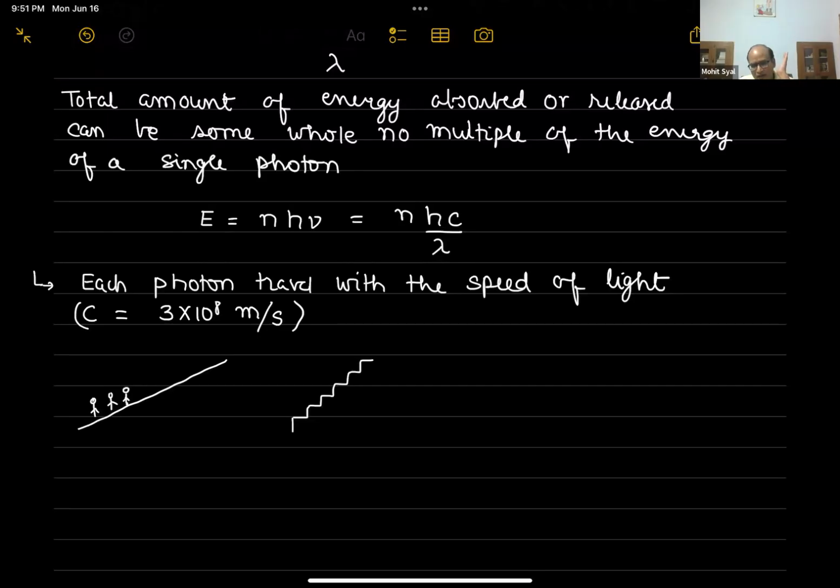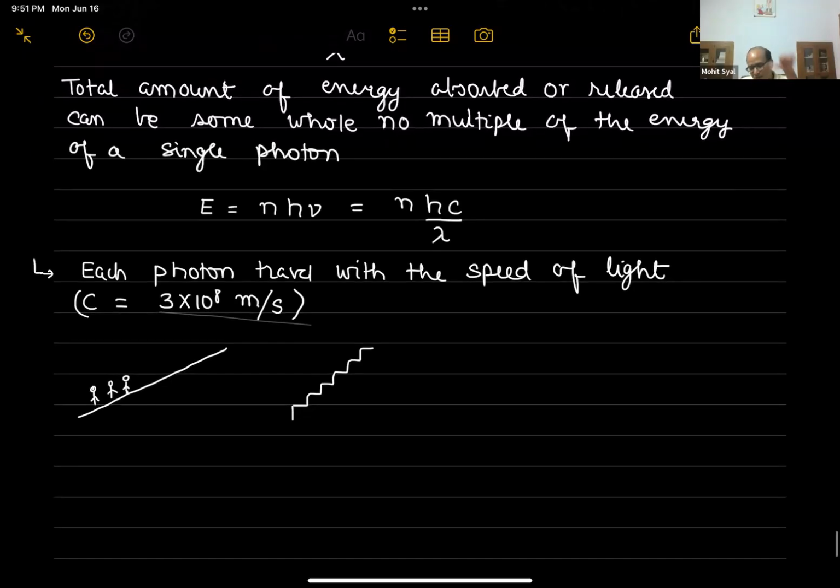I hope this is clear. So my energy, my potential energy, mgh, can have any value. But suppose I am going up through stairs, so I can come here or I can come here, or I can stop here. So my energy is not changing continuously, it is changing in terms of the height of the steps. Are you getting my point or not?